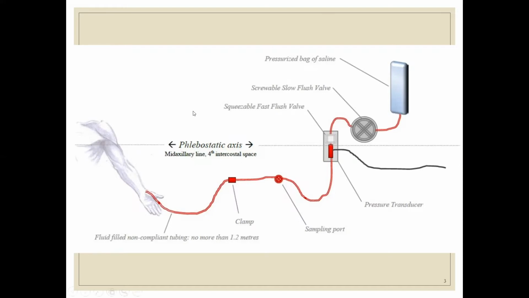Now this pressure transducer is then connected to a pressurized saline system, which consists of normal saline wrapped in a pressurized bag, and it also has a wire which is connected to our monitoring device.